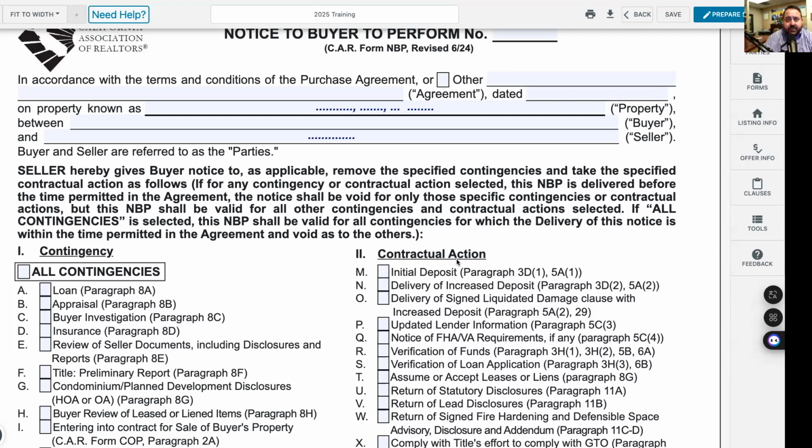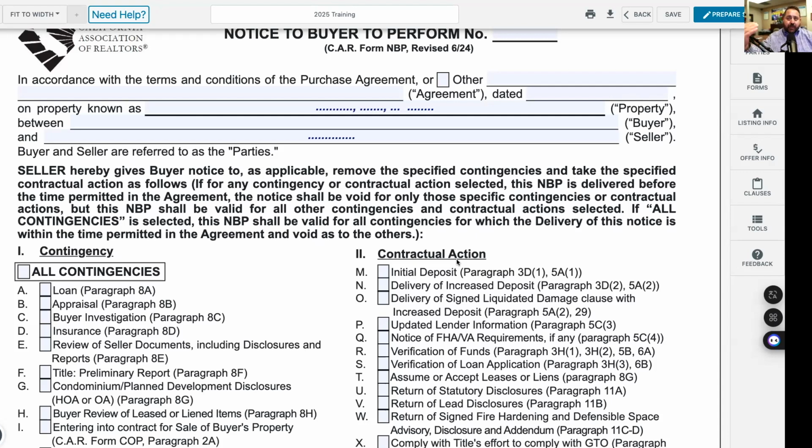What we have to understand is that whatever the time period is on either of these two columns, the earliest point I can send a notice to buyer to perform is 2 days prior to that date. So for example, if the loan contingency is a 14-day contingency, I cannot send a notice to buyer to perform any earlier than day 14 after acceptance.